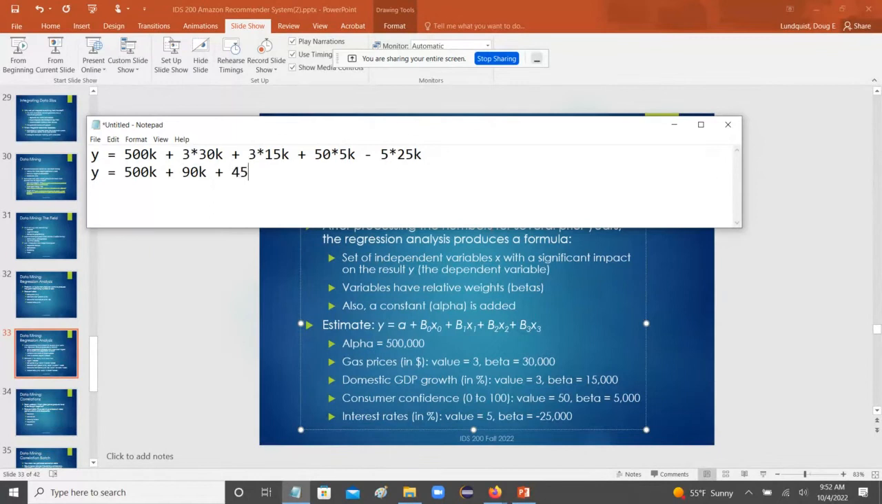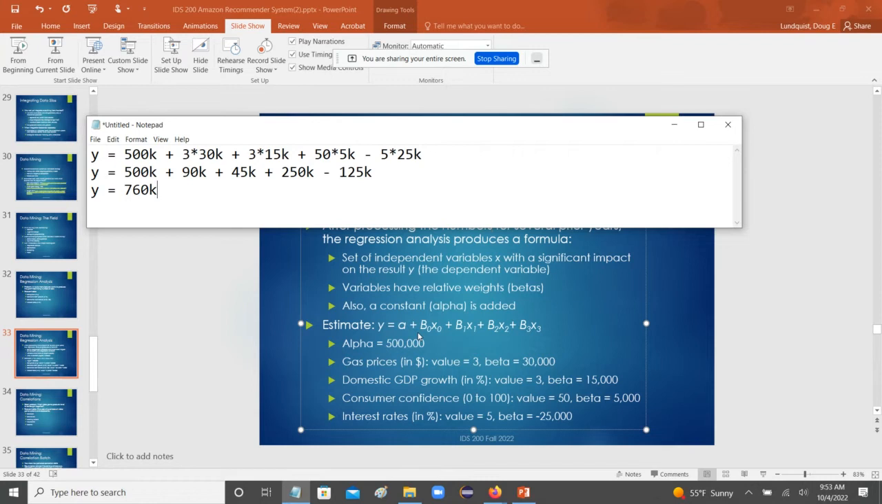500 plus 90 plus 45 plus 250 minus 125, y equals 590, 635, 885, 760. Right? I think if my math is correct, we would estimate based on this model that our profit maximizing production quantity is 760,000. Okay, that's how that works. Basically, the steps for regression analysis: you do a bunch of number crunching to generate this model, with all the alpha and the betas, and then you just plug in your x values.